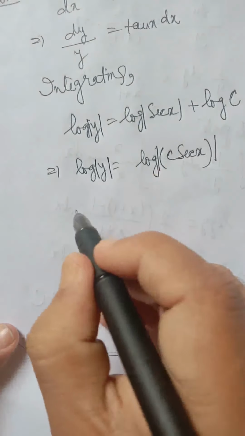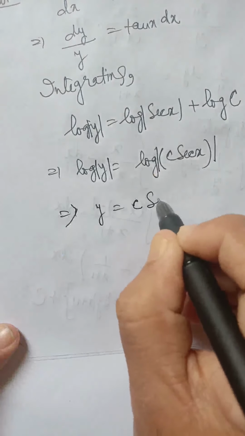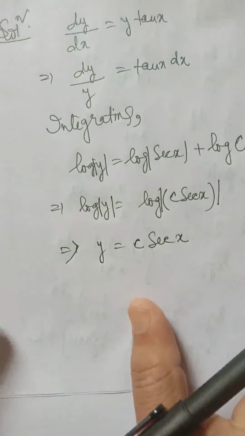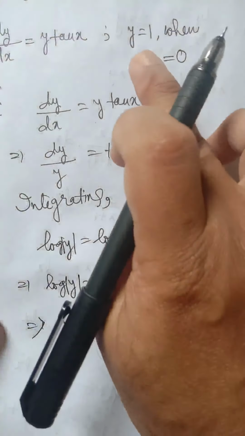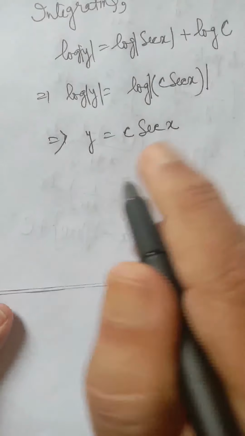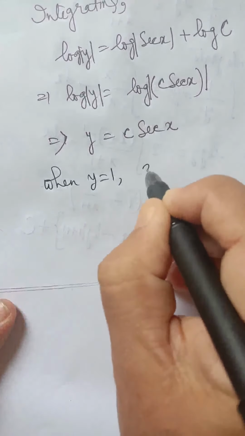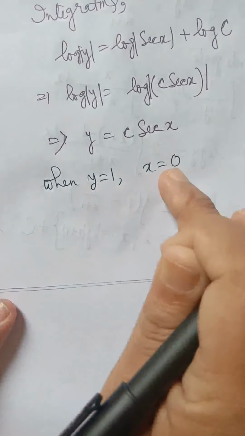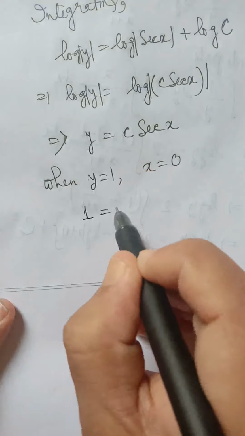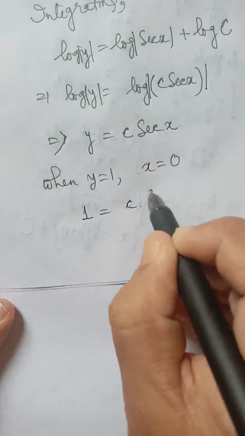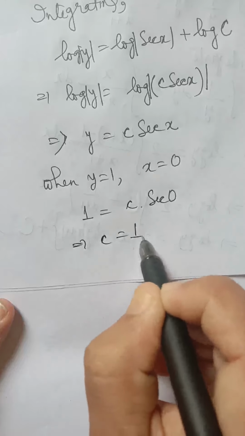And comparing, we'll get y equal to c into sec x, which is the general solution, the solution of the differential equation. Now second part, what is given? y equal to 1 when x equal to 0. By putting these values, we have to find the value of c. If we put y equal to 1, 1 equal to c into sec of 0. Sec of 0 is also 1, so ultimately we get c equal to 1.